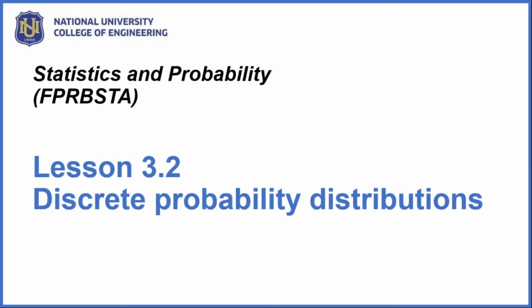We now proceed with our discussion on discrete probability distribution. Recall in the previous lesson that we have classified random variables as either discrete or continuous. In this lesson, we will define what a discrete probability distribution is.